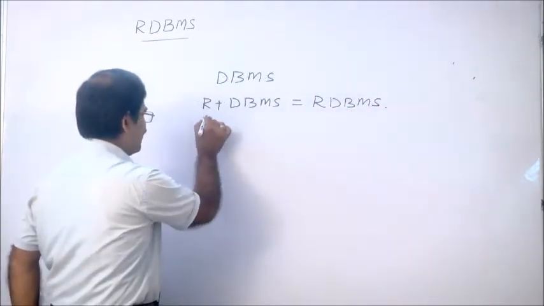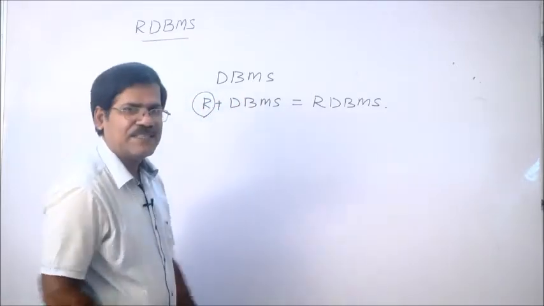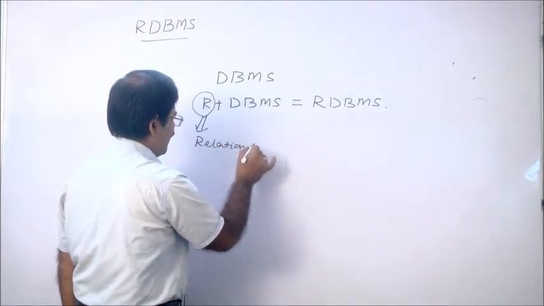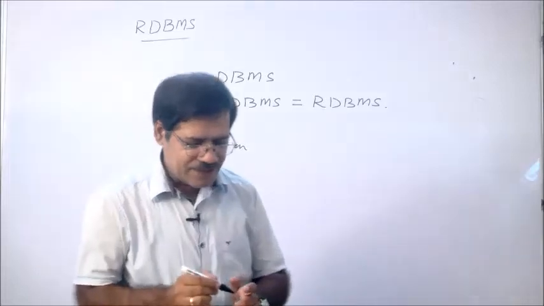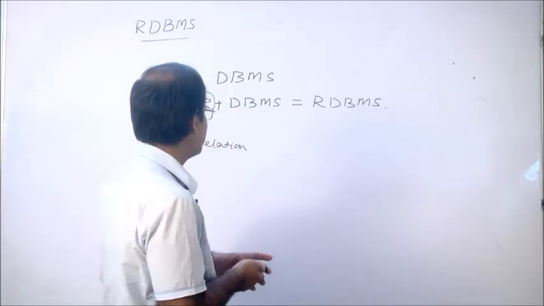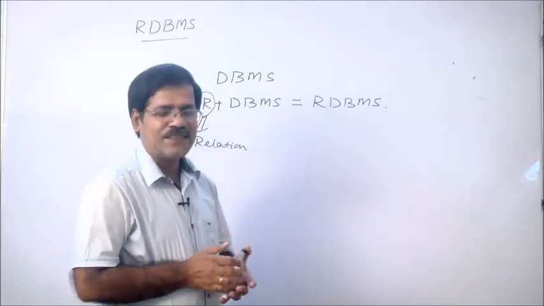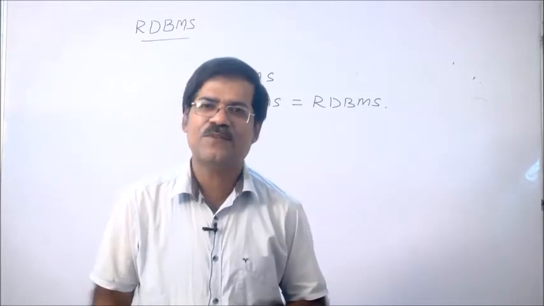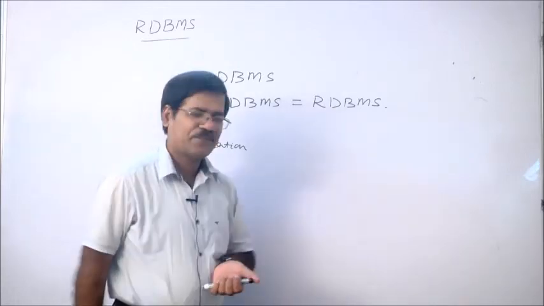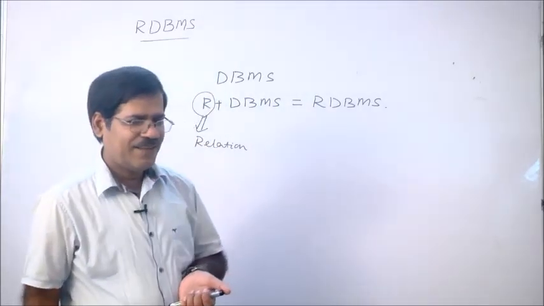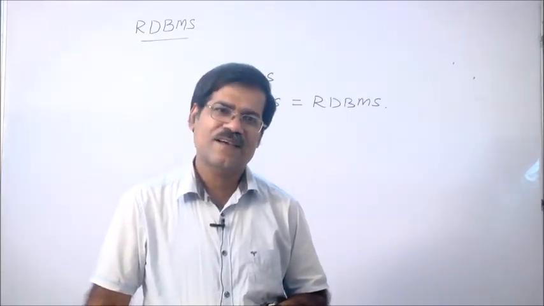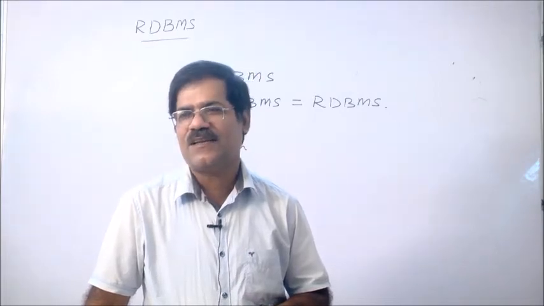What is that RDBMS? The new term R is added with DBMS. R means relational, the relational concept we add. A relation added with DBMS is called RDBMS. What is a relation? Basically, a relation is nothing but a table. You can store the data in a tabular format, which is called a relation. Most of the books are written that a table is called a relation. A relation is a table. The other name of a table is relation.